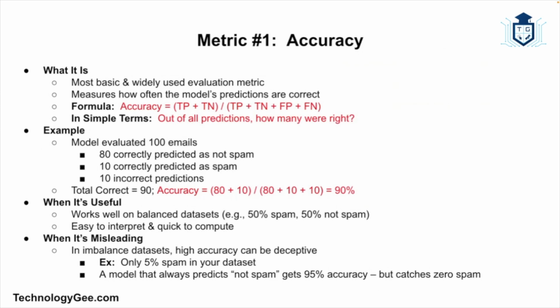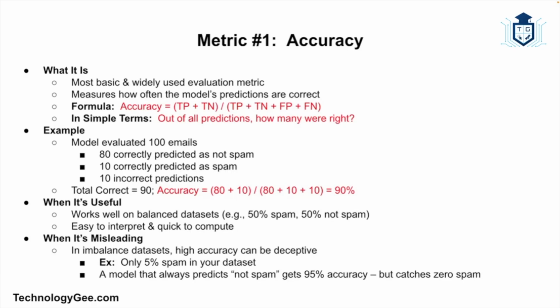All right, so our first metric is called accuracy. Accuracy is the simplest and most well-known metric. It tells you how often your model got things right. As you can see on your screen right there, the formula is accuracy equals all of that stuff that comes after it. But in plain English, this simply states: out of all the predictions your model made, what percentage were correct? So here's an example. Let's say your model analyzed 100 emails and 90 of those emails were correctly predicted, where 80 of them were not spam and 10 were spam. And then 10 of them were incorrectly predicted. Well, based on those numbers, you would have an accuracy rate of 90%.